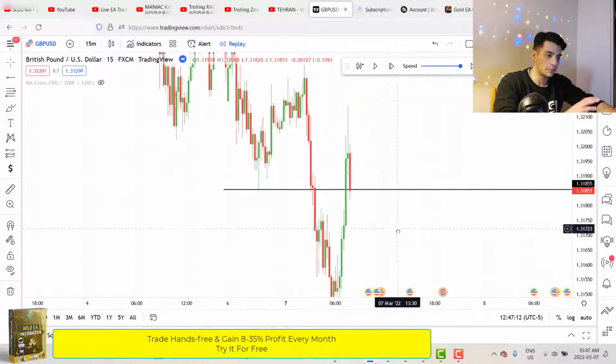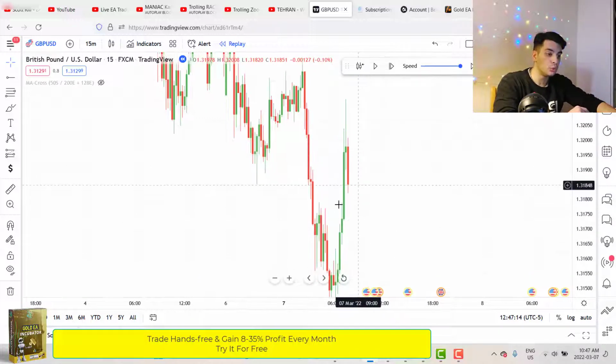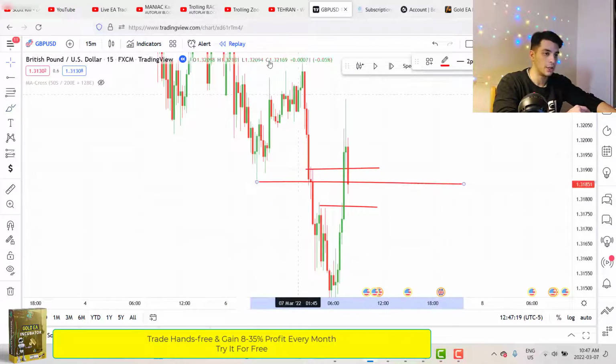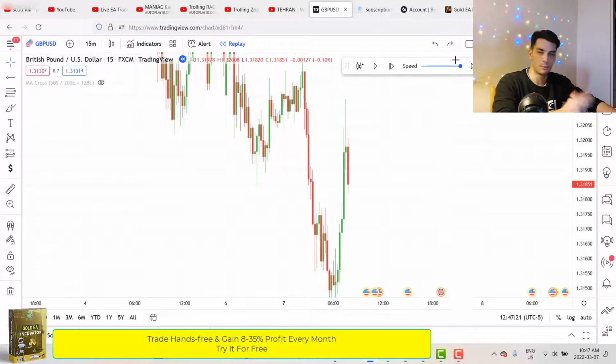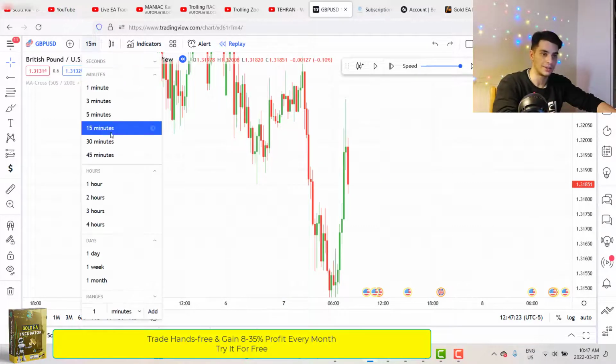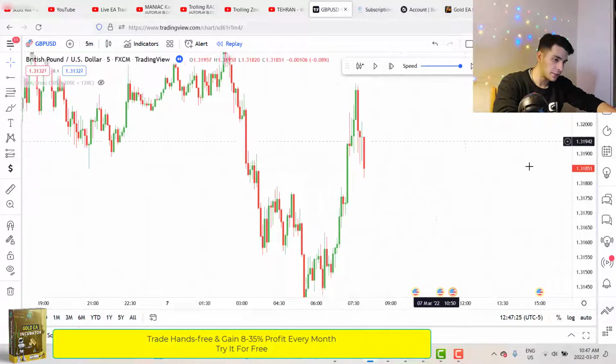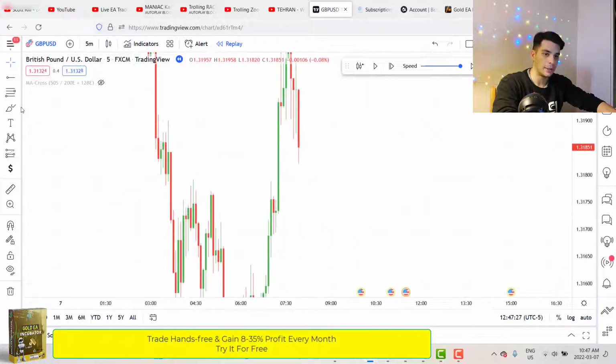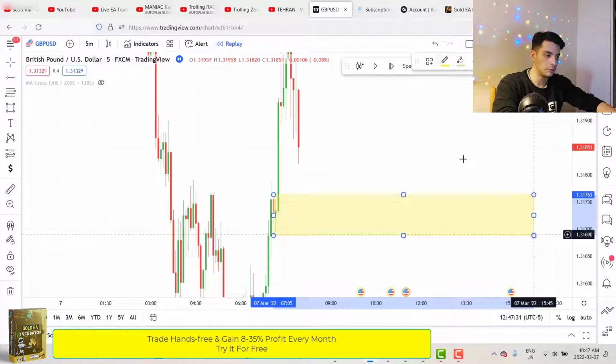So there's no high probability order block in the 15-minute time frame, but I knew that we have a few breaks of structure here, so I was more willing to take a buy position rather than a sell position. But if I switch to the 5-minute time frame, you will see that we have a high probability order block exactly right here.